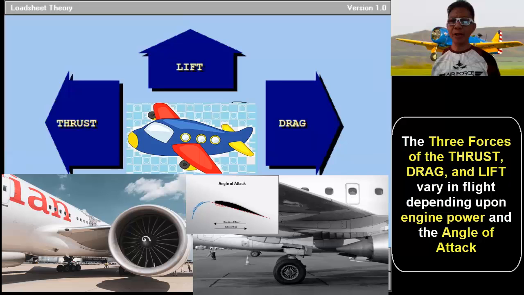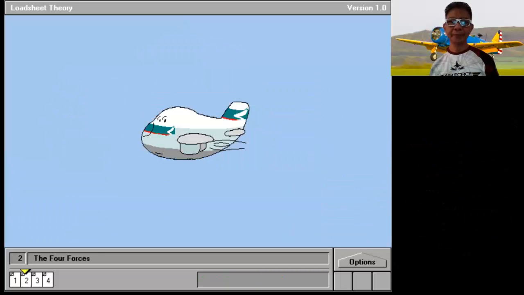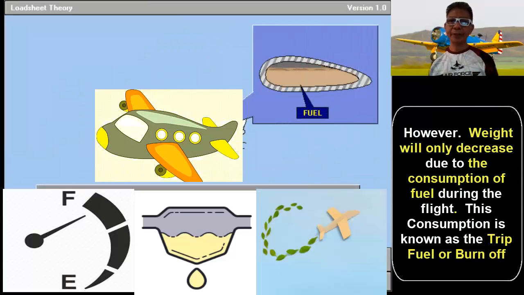The three forces of thrust, drag, and lift vary in flight depending upon engine power and the angle of attack. However, weight will only decrease due to the consumption of fuel during the flight. This consumption is known as the trip fuel or burn off.